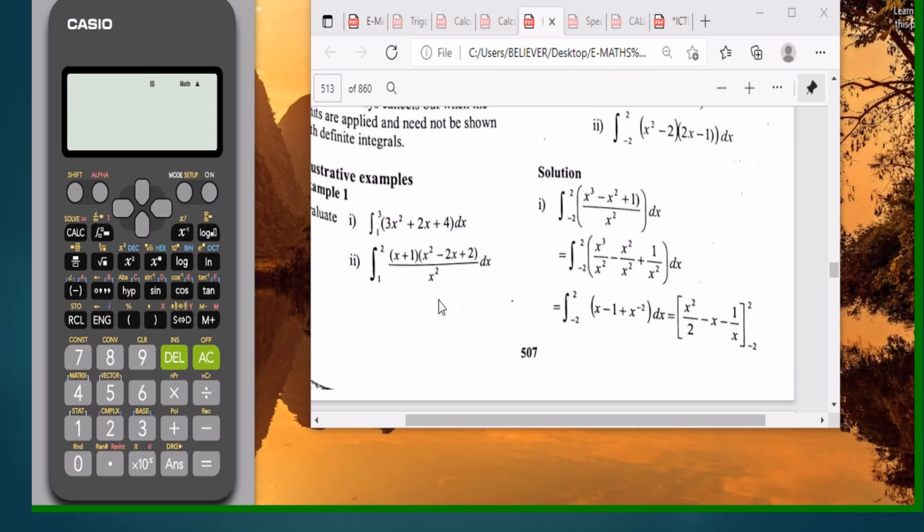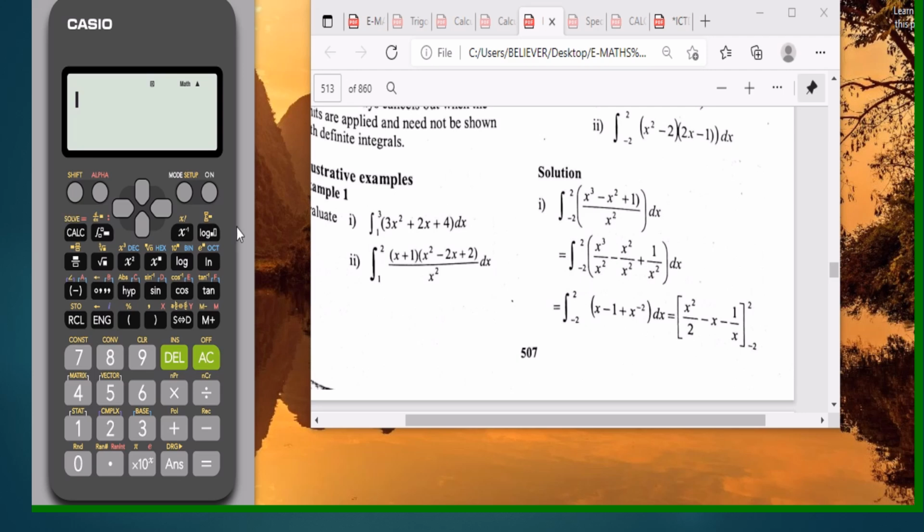Here's the question. x plus 1, all in one bracket, multiplying x squared minus 2x plus 2 in brackets, all over x squared. So the question is x plus 1 all in one bracket multiplying x squared minus 2x plus 2, multiplying everything over x squared. Then the lower limit is 1 and the upper limit is 2.